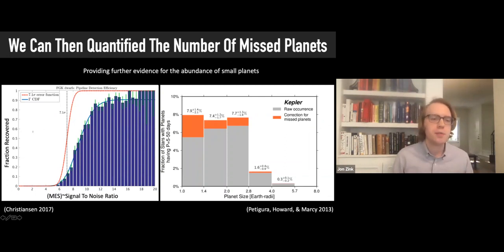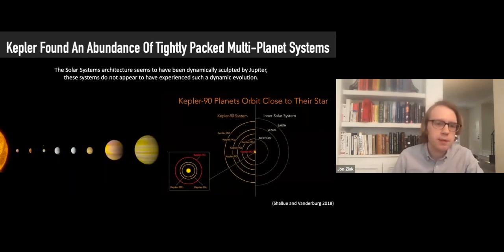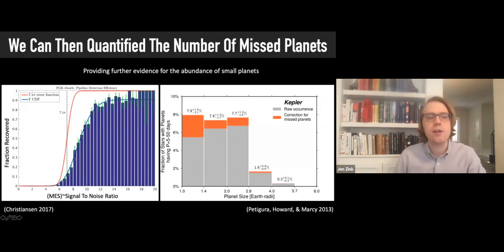So I just want to focus really quickly on this plot on the left. So this is signal to noise. It's technically MES or multiple event statistic in Kepler speak, but it's just a fancy way of saying signal to noise. And this is the fraction recovered here. And so you can see at low signal to noise, most of these planets are not recovered, as expected. But as you get higher and higher, you recover a larger fraction of the injected planets.